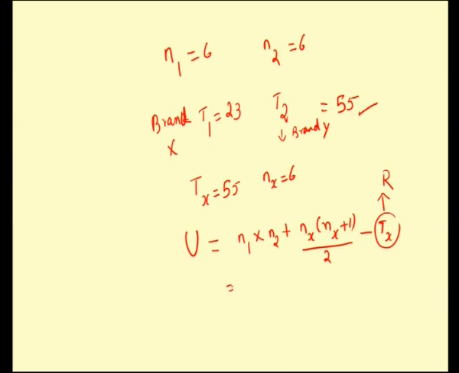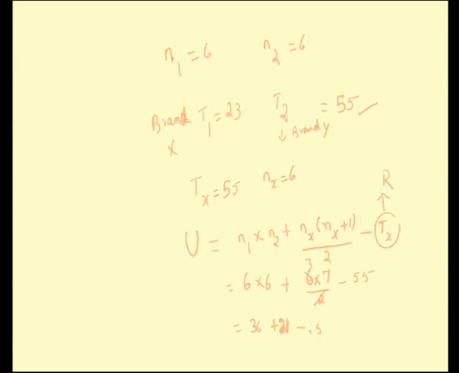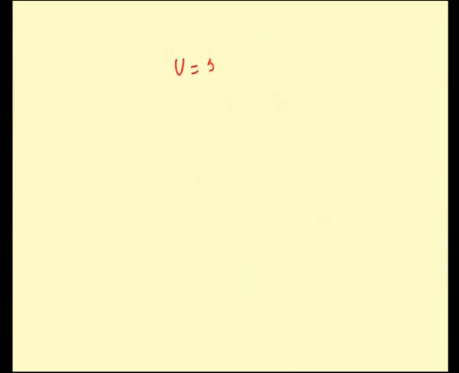So, what is N1? N1 is 6, N2 is 6, my Nx is 6, here Nx plus 1 becomes 7, by 2, minus my R, which is 55. So, 2 goes 3 times, here you will have 36 plus 21 minus 55. Therefore, your total of U is nothing but 57 minus 55, which is equal to 2. Now, I have found out my calculated value.